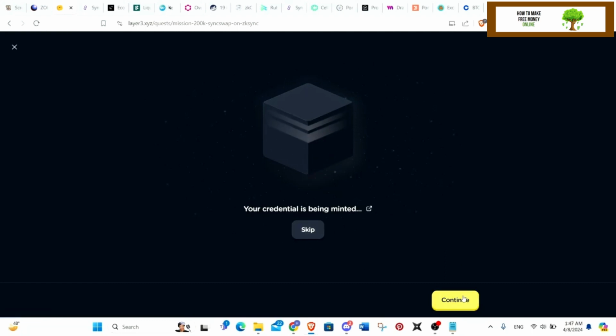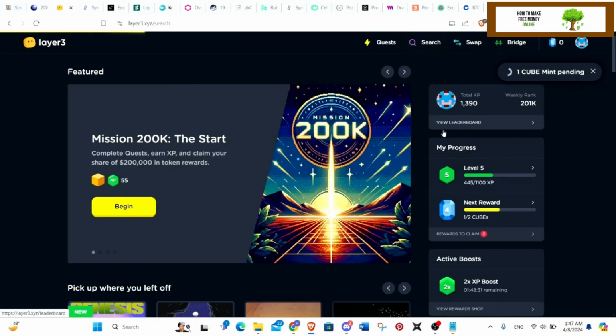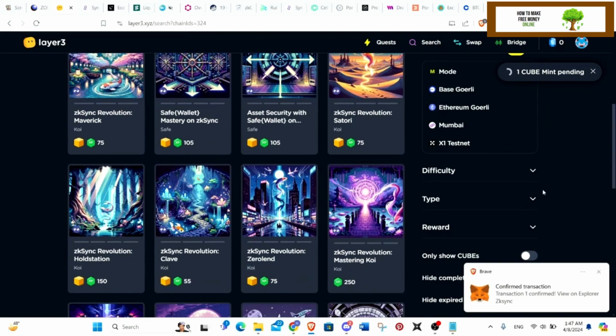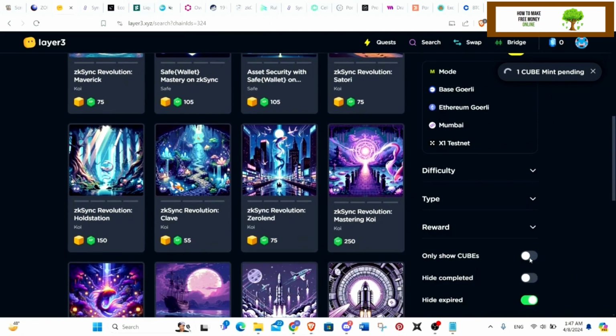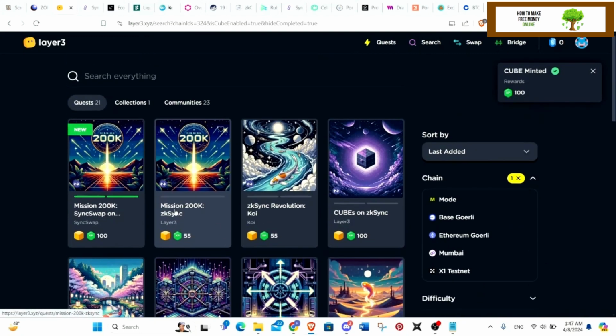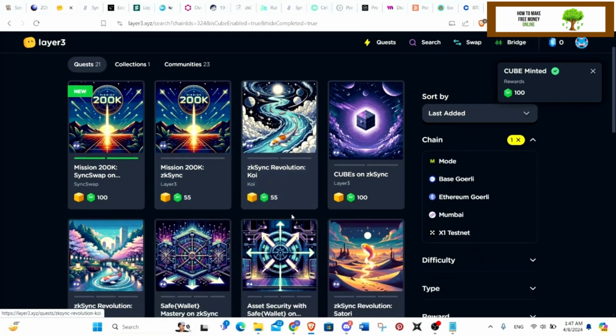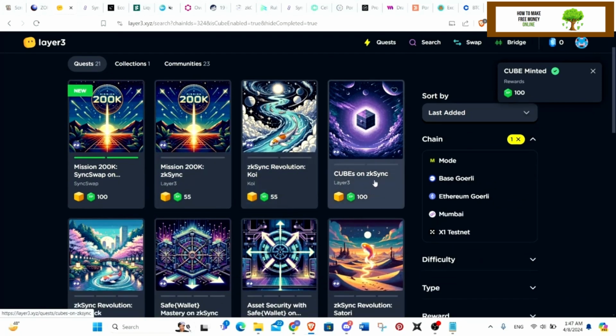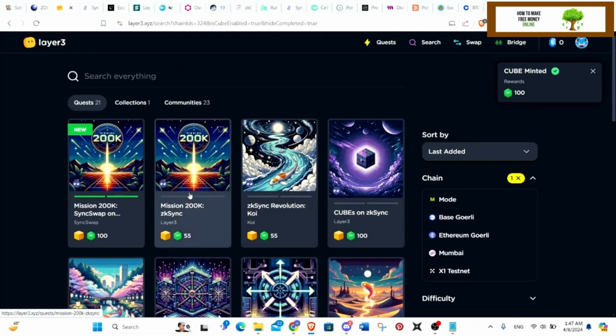We can click on skip. Continue or skip? We already minted it. Skip. One cube minting pending. Okay, my first transaction on ZK Sync, I'm not sure about you guys. I'm happy with that. It's going to do the ZK Sync mission, Koi, ZK Sync Revolution, cube on ZK Sync. Okay, let's try it.